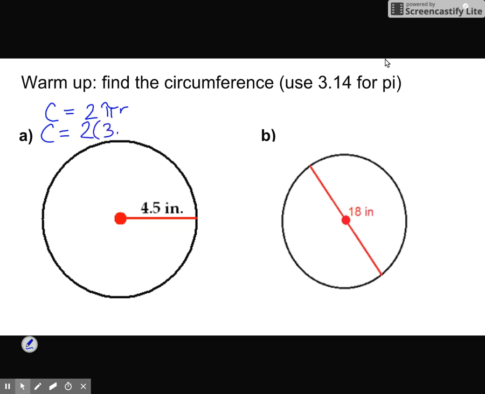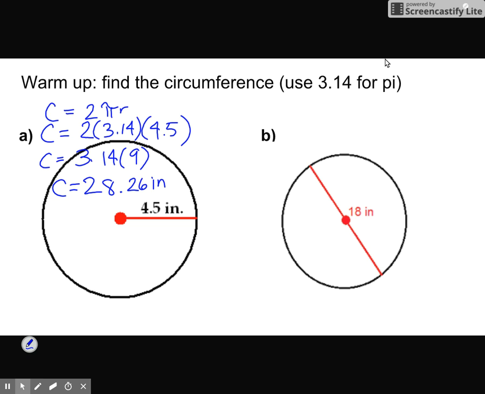2 times 3.14 for pi, and then r is 4.5. As you work through this, C equals 3.14 times 9. When you do 2 times 4.5, C equals 28.26 inches.